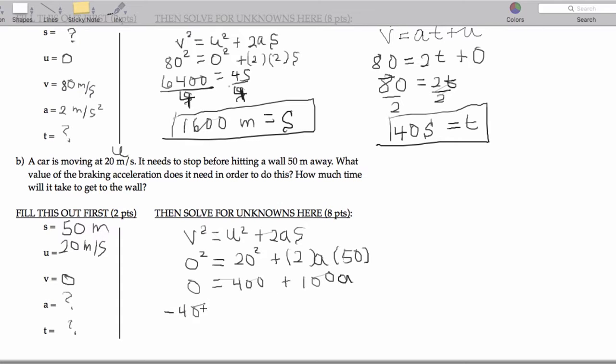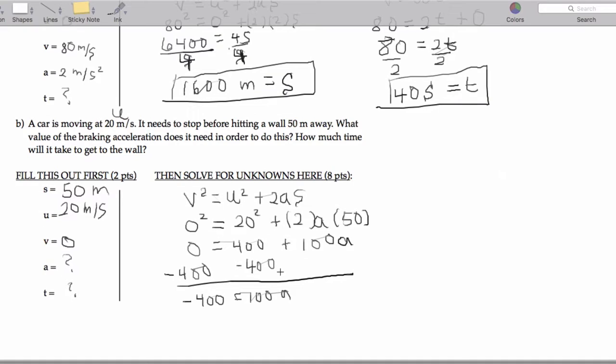I'm going to subtract 400 from both sides. And that's going to give me negative 400 equals 100a. I'll go ahead and divide both sides by 100, and that's going to give me an acceleration of -4 meters per second squared. So there's that. Now I've got the acceleration. I'm going to go ahead and get the time.